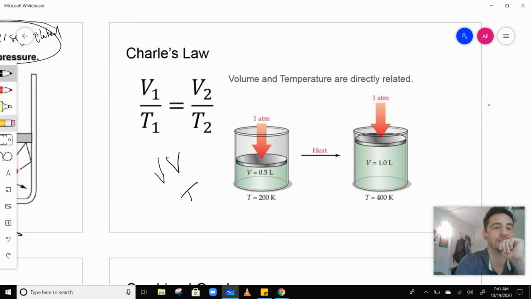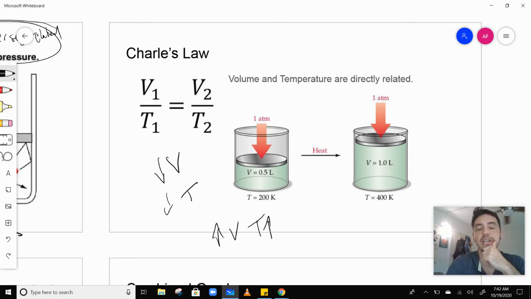Yeah, temperature should go down. Okay. If you increase volume, temperature goes up. Okay. Really, I don't think of it this way. Actually, I don't think of it volume first. I think of it temperature first.